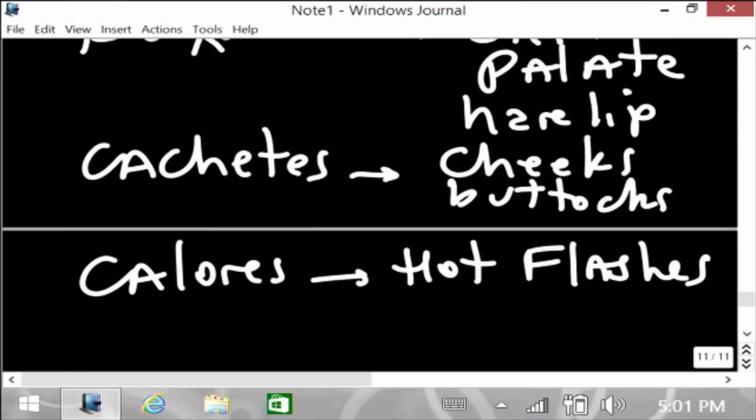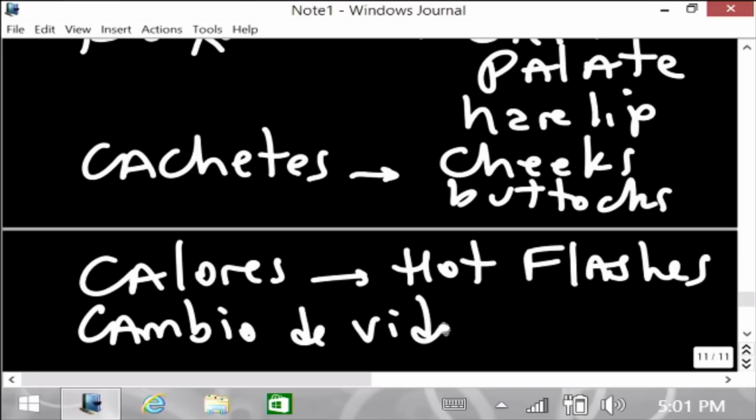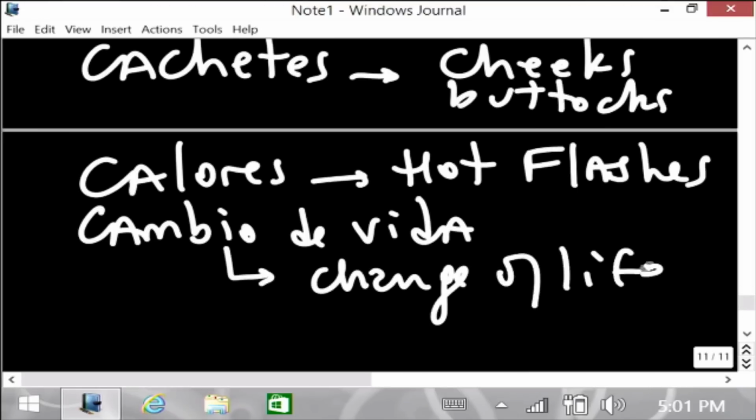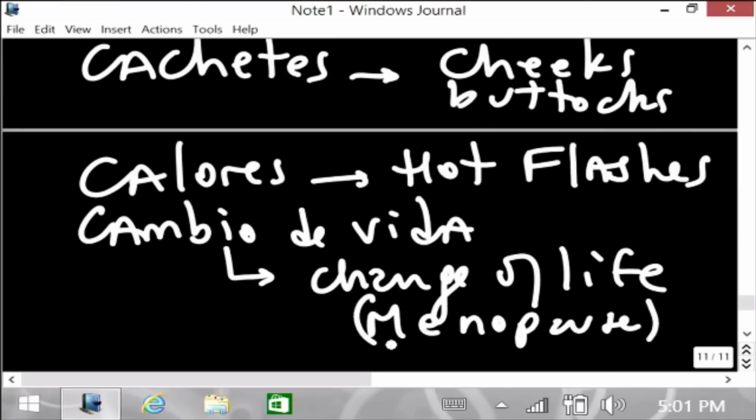Cambio de vida. This one, there is an equivalent term in English which is exactly the same thing. Change of life, which really means menopause. That's what it refers to.